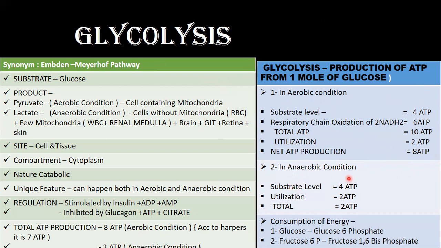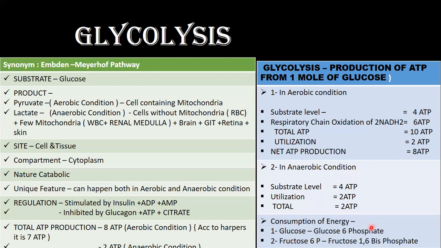Then in the anaerobic condition, at the substrate level we have 4 ATP, similar to this. Then the utilization of energy is 2 ATP. So the total ATP produced is 2 ATP. So in the anaerobic condition, we have 2 ATP production. This is the only thing which we need to remember by heart.